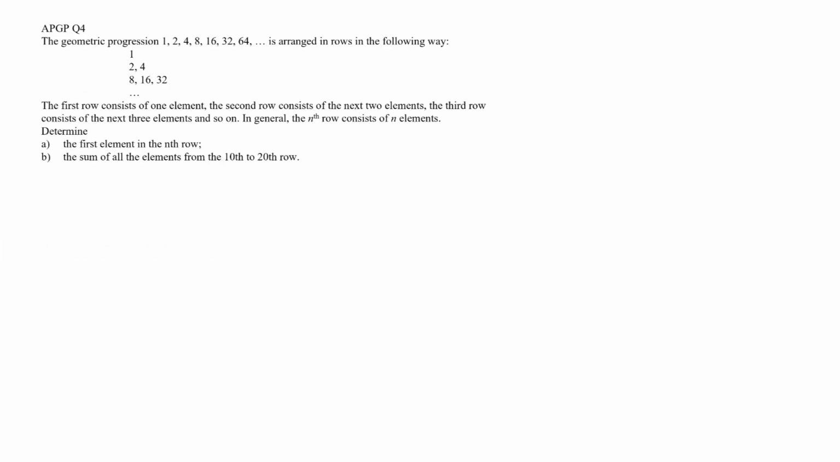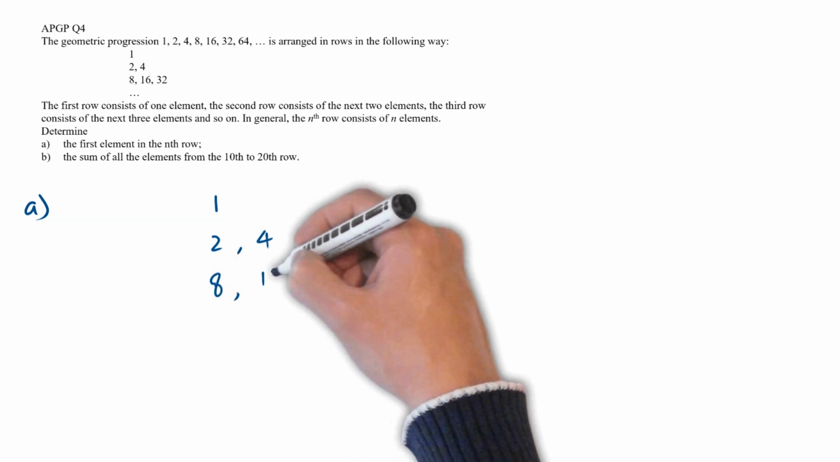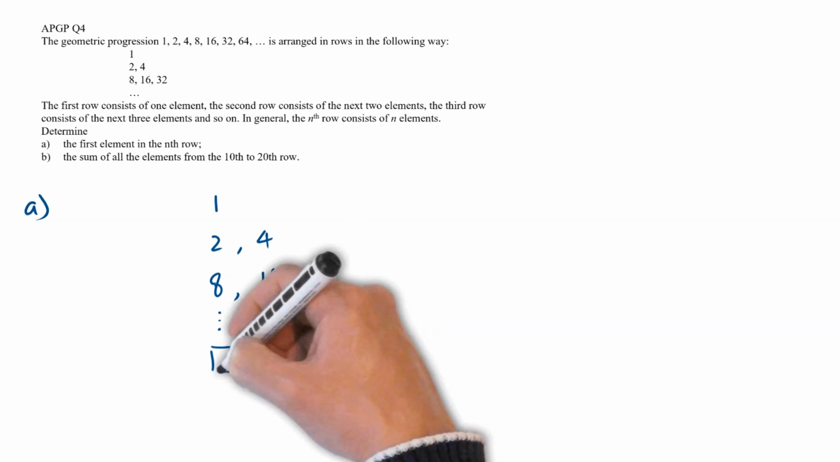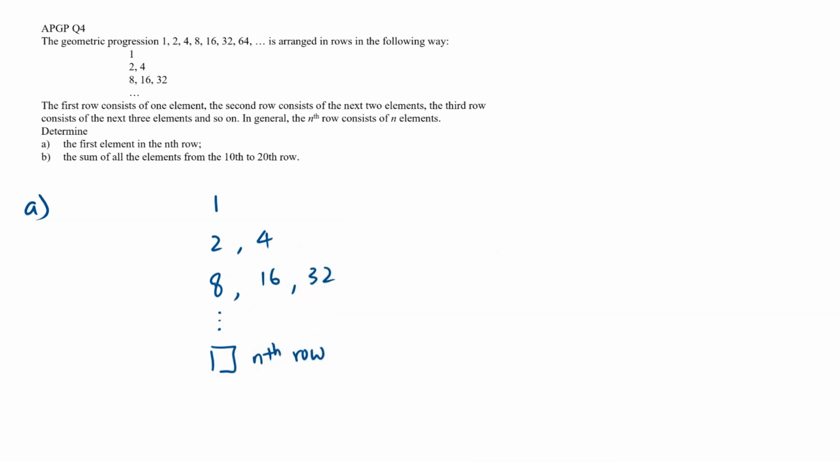In this question, we have a GP mixed within an AP. The terms 1, 2, 4, 8, and so on form a GP, and they are arranged such that in the first row there is one term, in the second row there are two terms, in the third row there are three terms, and so on. The number of terms in each row therefore form an AP.